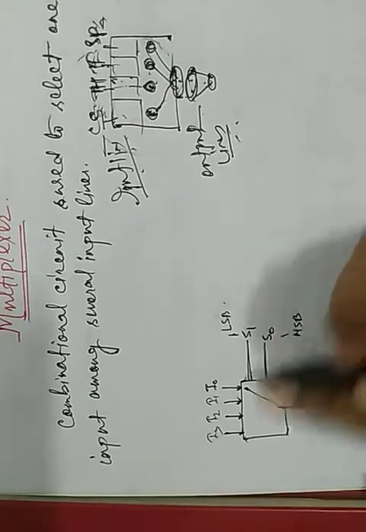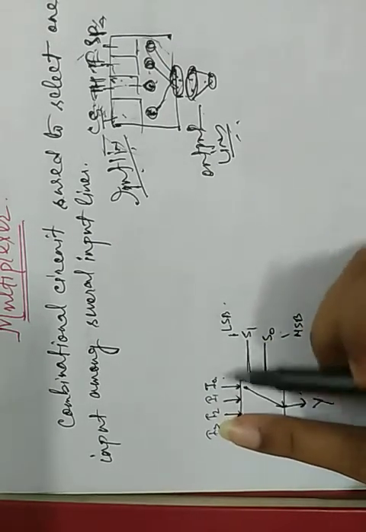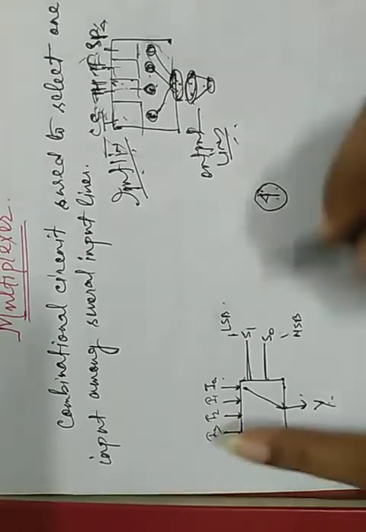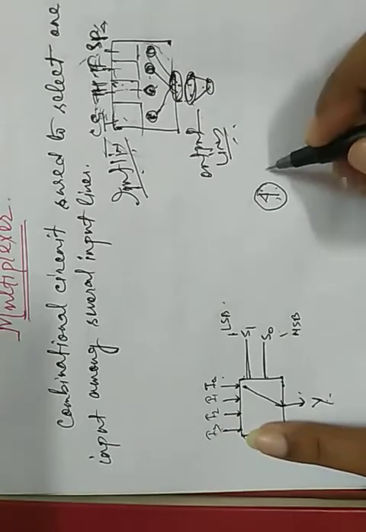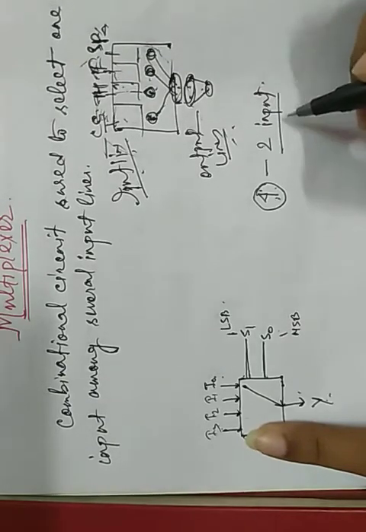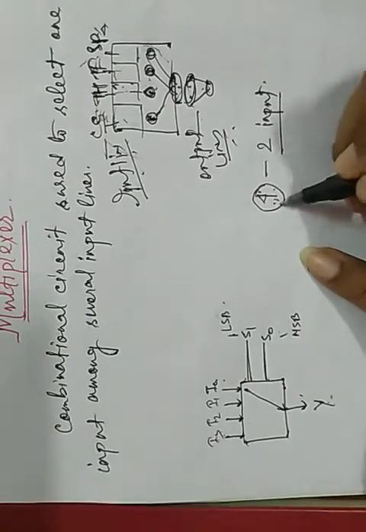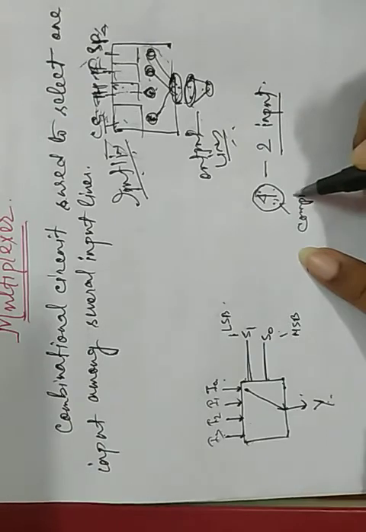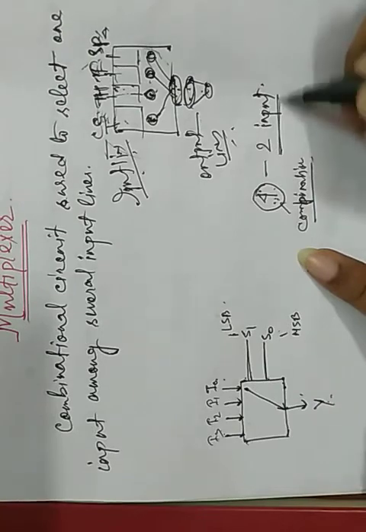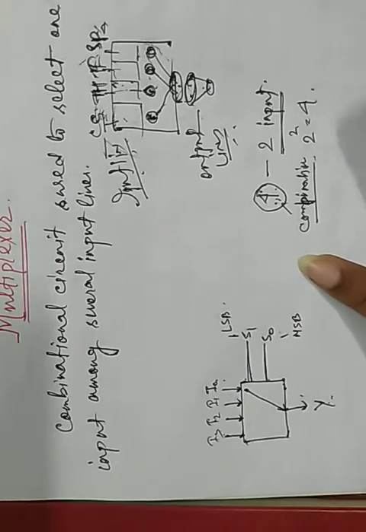That means we have to select among 4 inputs, so the output may be any of the 4 inputs. In the truth table we know that in order to get 4 different combinations, we need 2 inputs. Why 2 inputs? 2 to the power 2, we get 4 combinations.